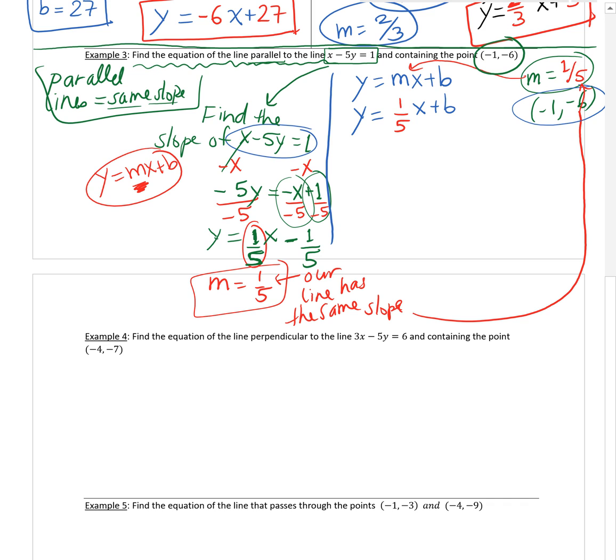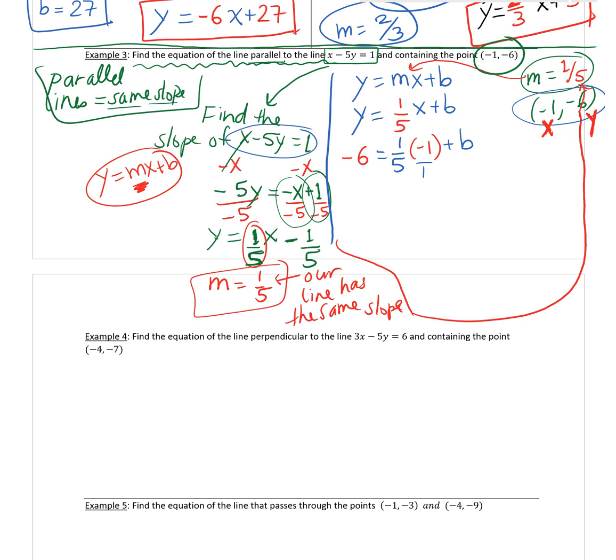Now the next thing is, I want to remember that this point I was given, the negative 1 is the x-coordinate, the negative 6 is the y-coordinate. So I should be able to replace the x with negative 1 and the y with negative 6. So it looks like negative 6 equals the slope, 1/5, times x, but x is negative 1, plus b. This doesn't look pretty. How can I simplify this? I got negative 1 times 1/5. I'm going to put the negative 1 over 1 and then see if I can multiply those.